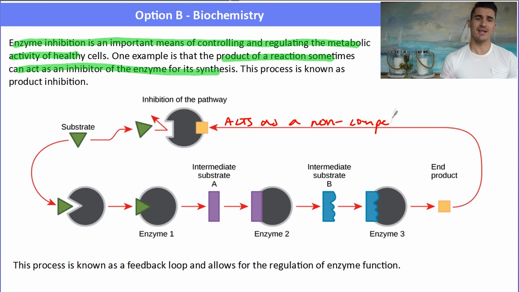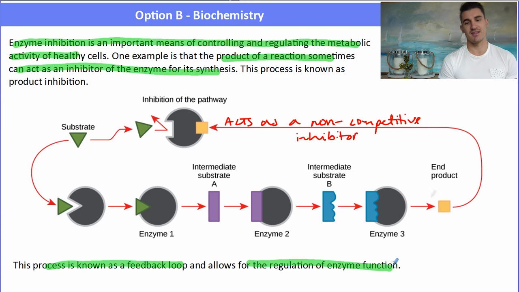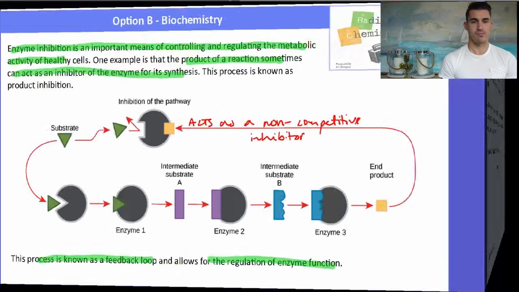That means that when it bonds to that allosteric site, it's going to change the shape of the active site in enzyme 1, which is essentially inhibiting that reaction or slowing that reaction down. So this is called a feedback loop, because once that product is formed, it's going to start to slow the remaining enzymes down in the process. And that way we can regulate how much of that product is formed.